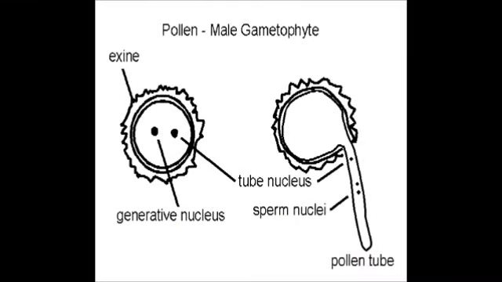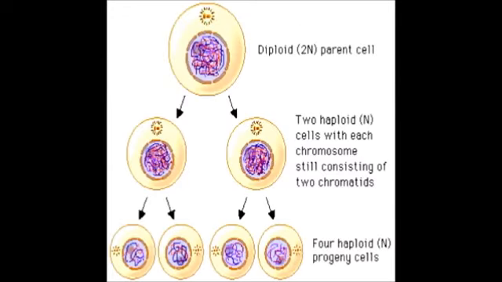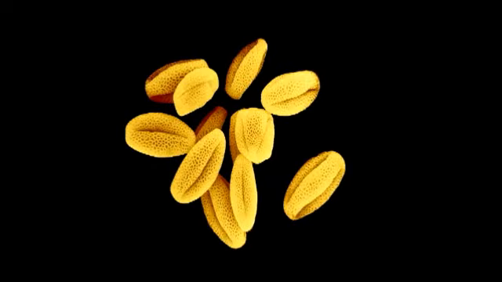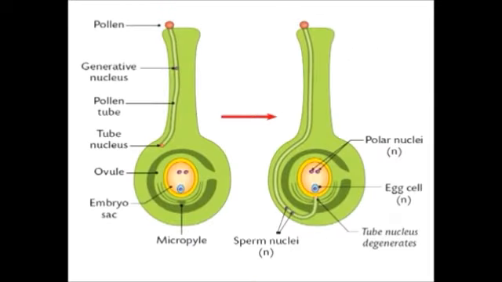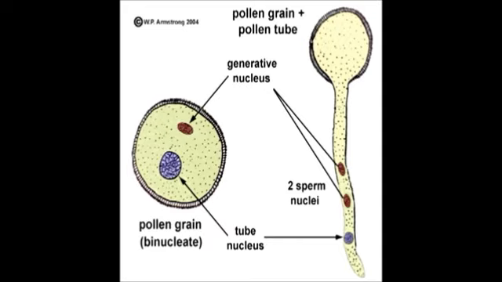Male gametophytes are found inside the anther's pollen chambers, which produce diploids. These diploids divide by meiosis to produce 4 haploids, which then become pollen grains. The nucleus of each pollen grain undergoes division, producing 2 haploid nuclei, called the tube nucleus and a generative nucleus. The tube nucleus disintegrates, while the generative nucleus divides into 2 sperm cells.